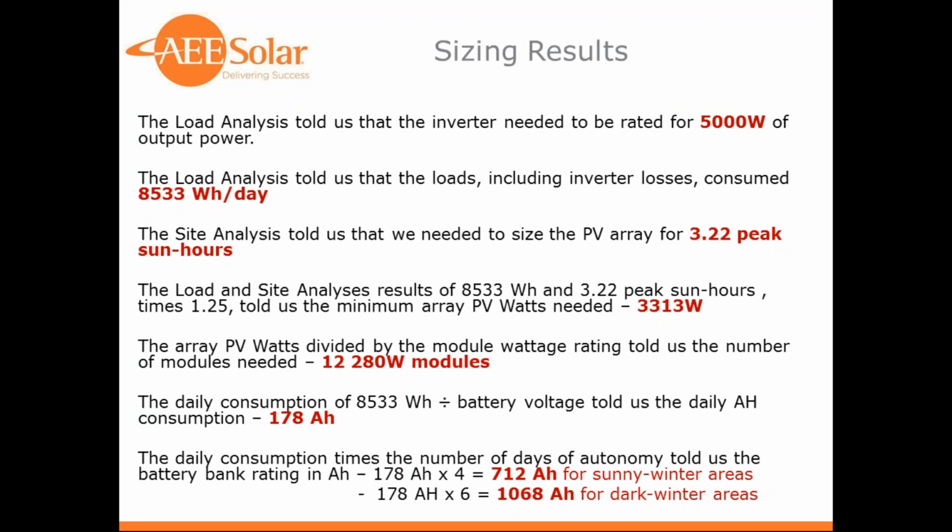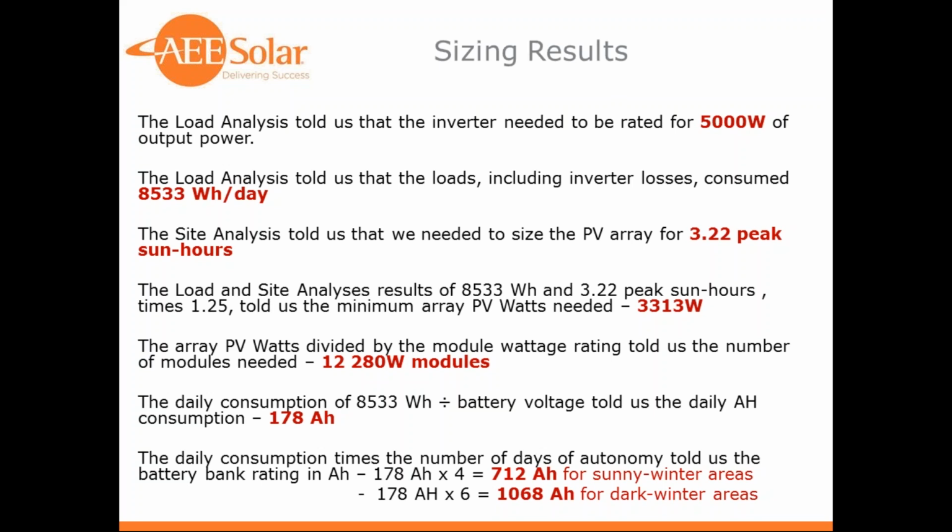The load analysis also told us that the loads, including the inverter losses, consumed about 8.5 kilowatt hours a day. The site analysis told us that we needed to size the PV array for 3.22 peak sun hours in that location in the wintertime. The combination of the load and site analysis, the 8,533 watt hours and the 3.22 peak sun hours, times the 1.5, told us the minimum array needed was 3,313 watts. The array PV watts divided by the module wattage told us we needed about 12 280 watt modules.